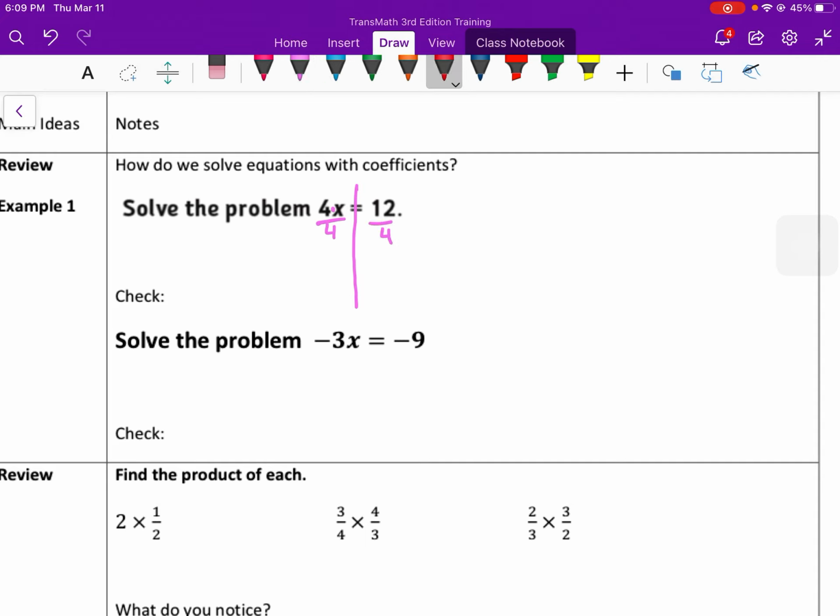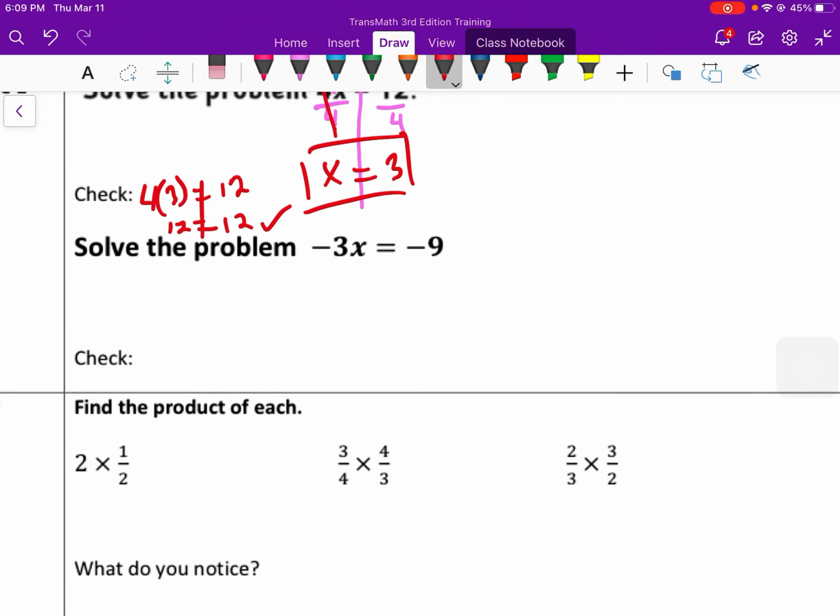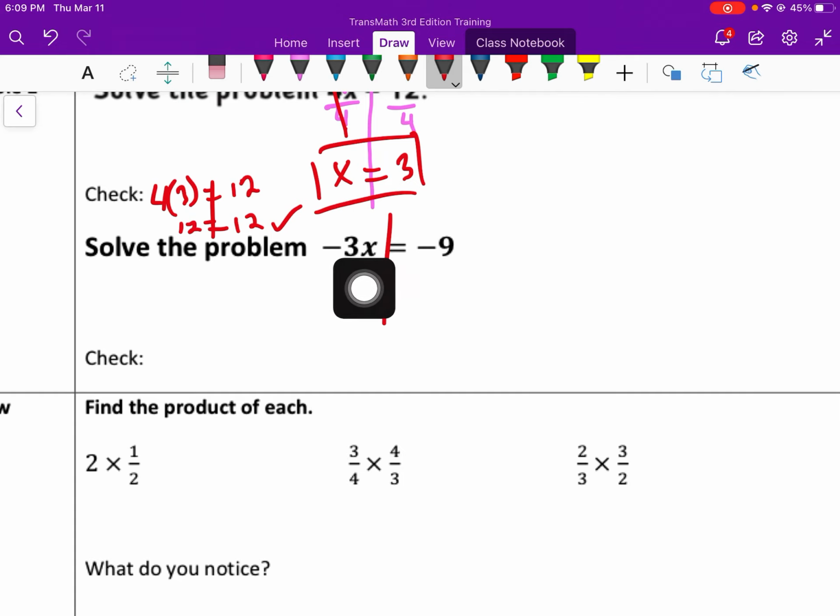On the left, that simplifies. 4 divided by 4 is 1, so all that we have left is x. And on the right, we have 12 divided by 4, which is 3. And then we can check it. When we have 4 times 3 equals 12, we can verify it by doing 4 times 3, which is 12. So that's true. And then in the second problem, again, we want x by itself.